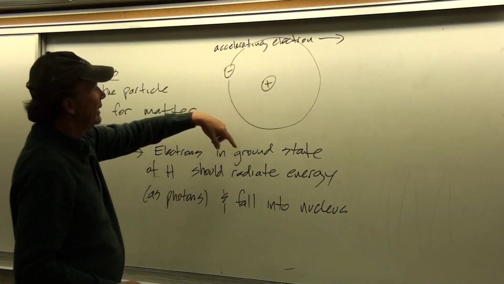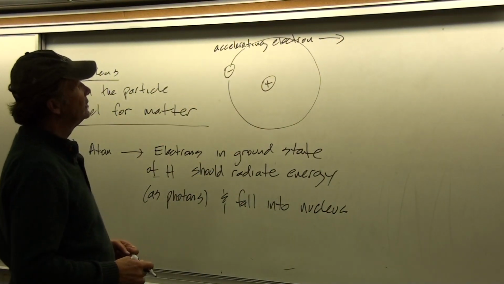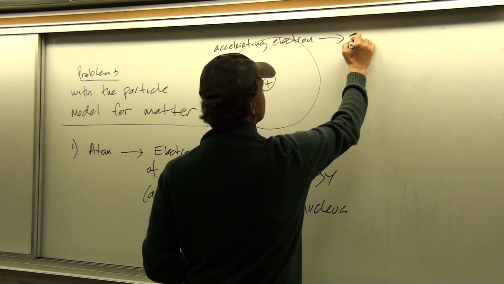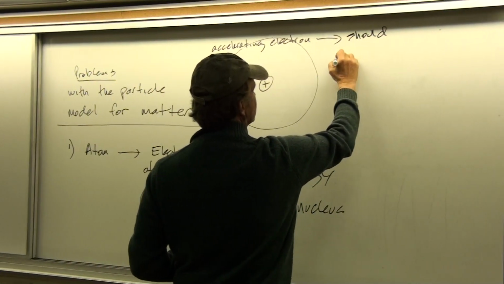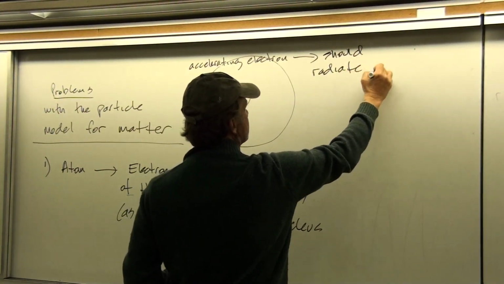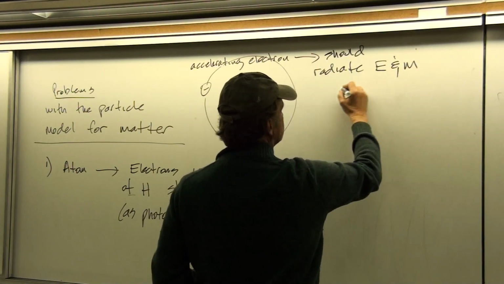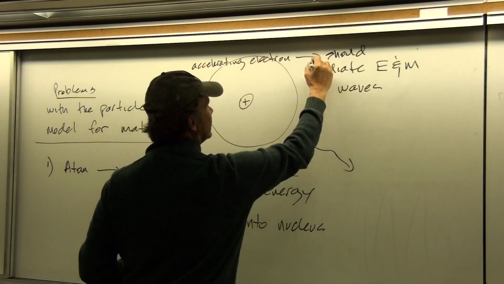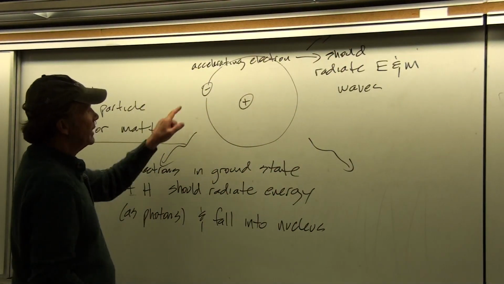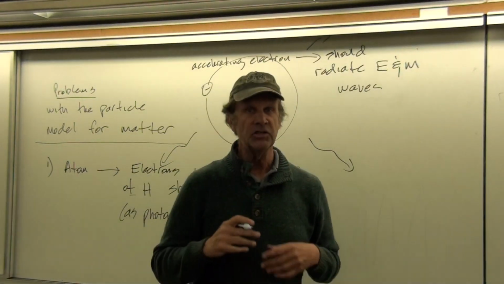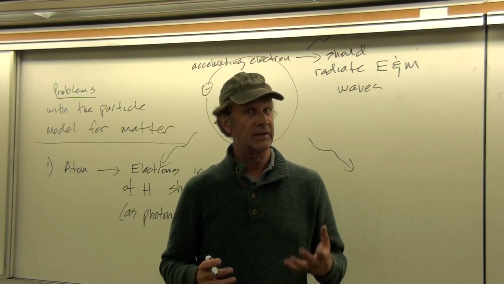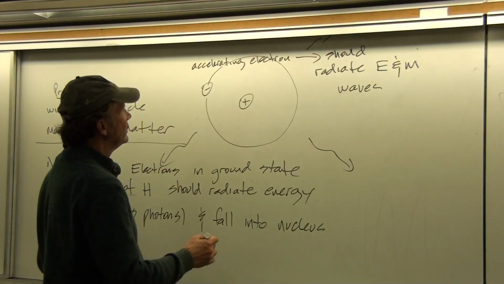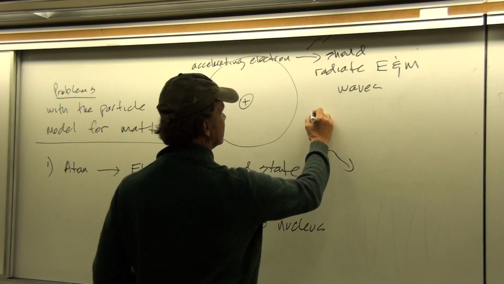And as it accelerates, it's changing its direction as it goes round and around the nucleus. Because it's accelerating, it should radiate electromagnetic waves by Maxwell's equations. So those electromagnetic waves should be given off in all directions, but because that is lowering the energy of the electron's orbit, because that energy has to come from somewhere, the electron should spiral in toward the nucleus and crash into the nucleus.